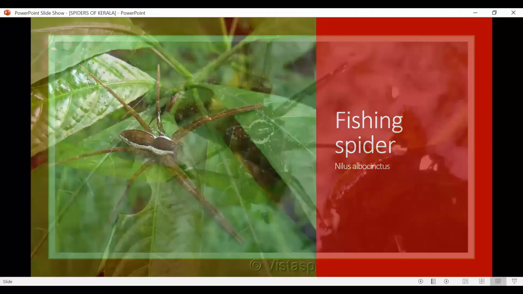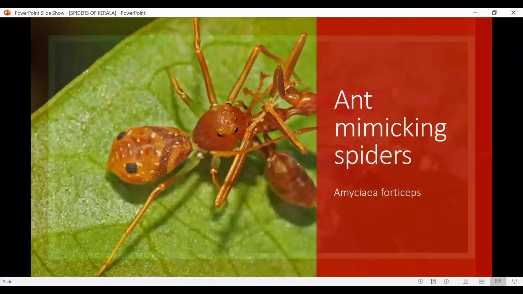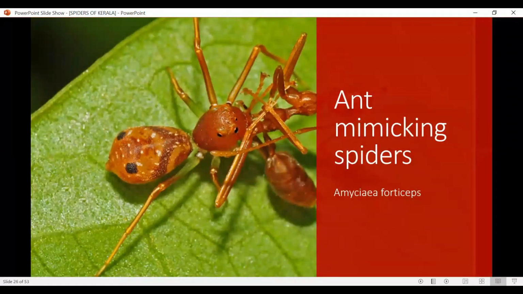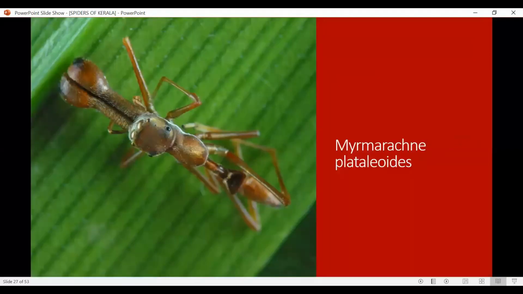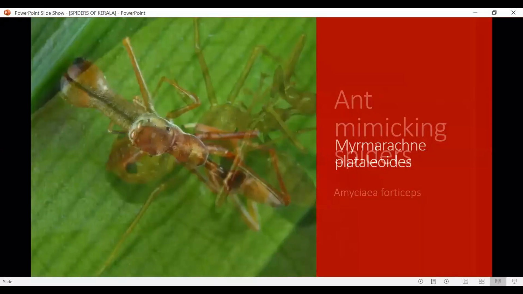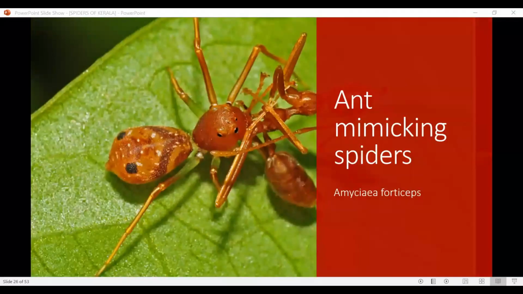Now the next species is the case of ant-mimicking spiders. Here, one photo I have shown is the case of Amycia potiphar. Another photo is that of Myrmarachne plataleoides. Now in the case of ant-mimicry, it is technically known.